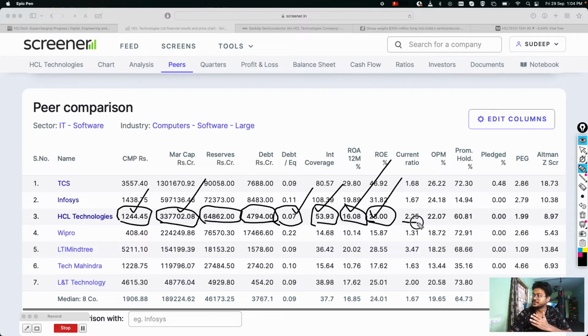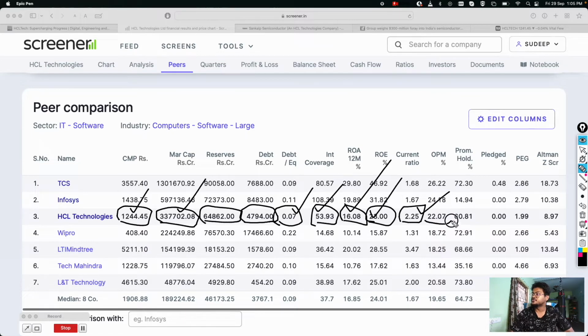The current ratio is 2.25. As you can see, it is better than even the top two companies in this category, which are TCS and Infosys. As we know, if a company has a current ratio of more than 2, then it is excellent. It is very good, and HCL Technologies has 2.25. So that's a very good thing.